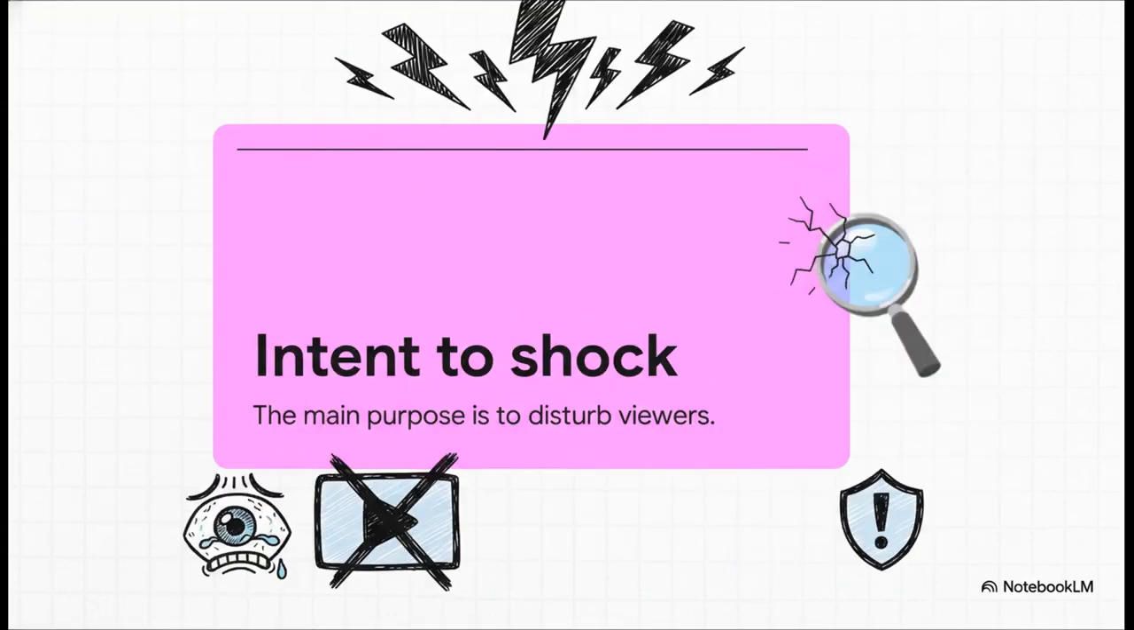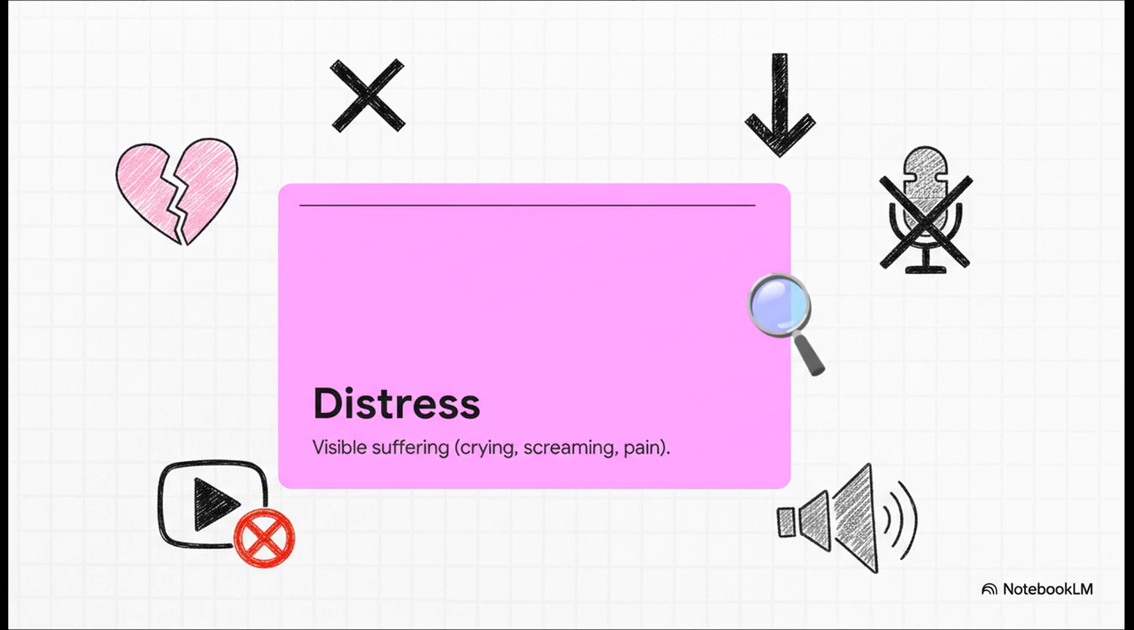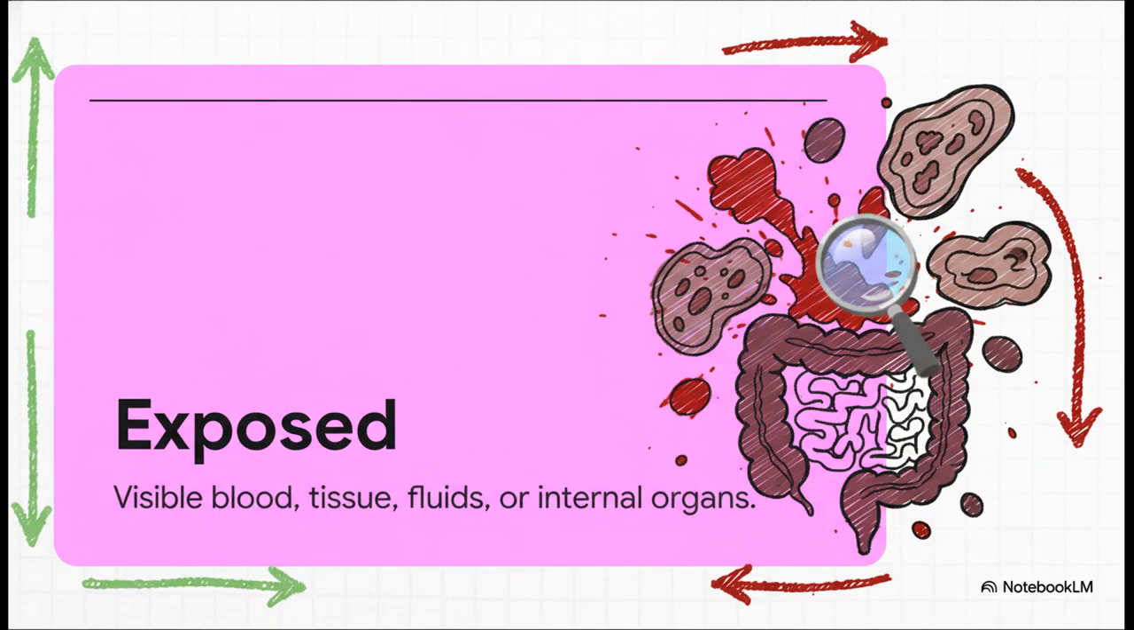So when YouTube talks about this red light content, they use a few specific terms you really need to know. First up is intent to shock. It's exactly what it sounds like. The main goal of your video is just to be disturbing. Next, and this is a big one, they look for distress. If your video focuses on someone's visible suffering, we're talking crying, screaming, obvious expressions of pain, that is a major, major red flag. And finally, there's the word exposed. This is just the technical term for all those graphic visuals: unblurred blood, tissue, bodily fluids, or internal organs. The more of this stuff you have, the closer you're flying to that big red light.